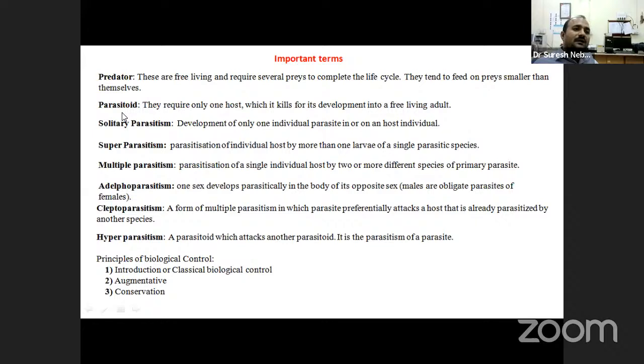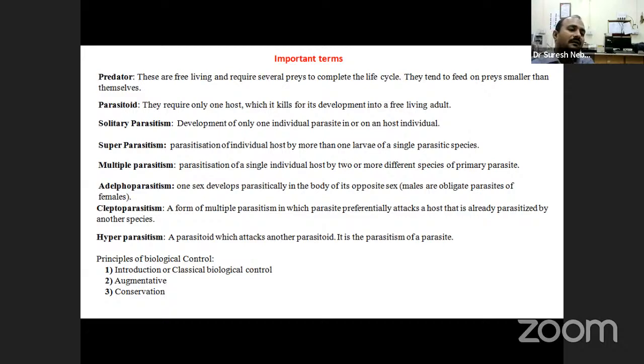Even some students get confused in parasitoid. Many times this word parasitoid is used to ask questions. For the definition, you can see the definition of parasitoid in the Triple E book, that is, Elements of Economic Entomology. They have given this parasitoid and these terminologies very nicely, and they are also very nicely discussed.